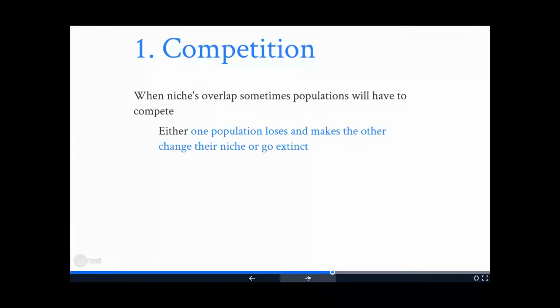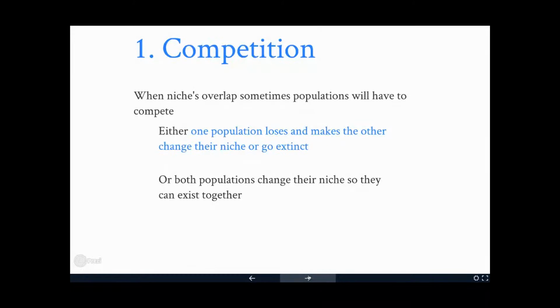What's going to happen is those squirrels are either going to die or they're going to have to leave that forest and find their own forest to live in. Or find a different niche. They could change their niche, but generally organisms don't change their niche. 9 times out of 10, they're born that way. The exception is when populations change their niche so they can exist together.